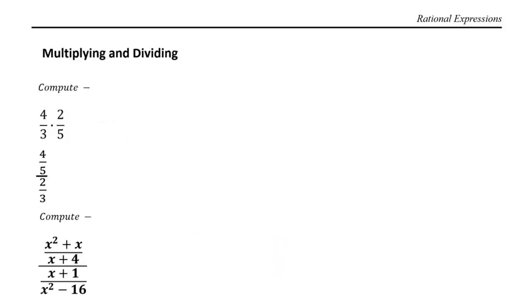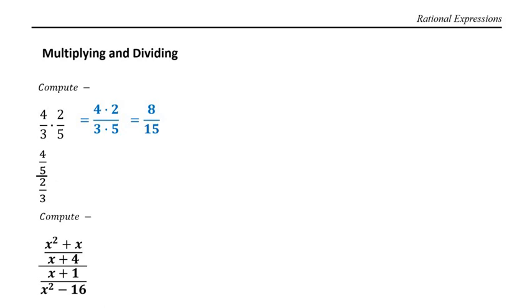Next, let's address multiplying and dividing. Now with multiplying, it is pretty straightforward. You get to multiply straight across with your fractions. So we can multiply our 4 times 2 and our 3 times 5 in this first example. And that would look like this. And when we simplify that, we would have 8 over 15.